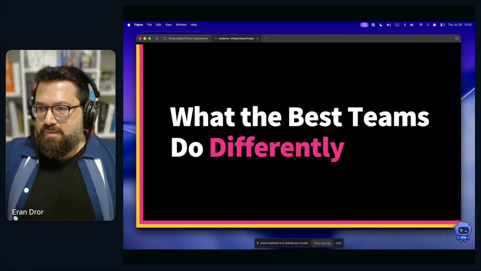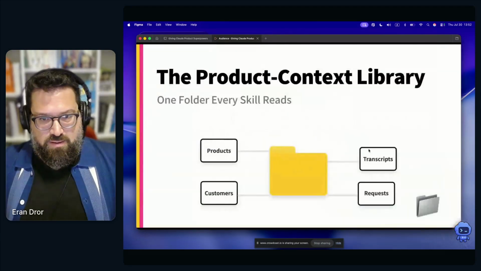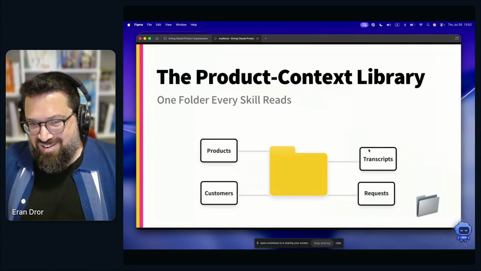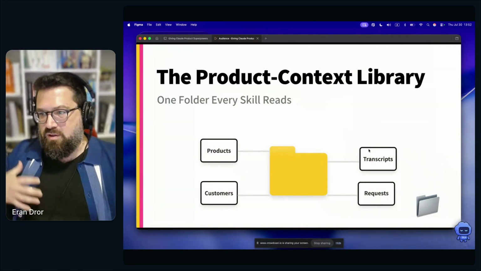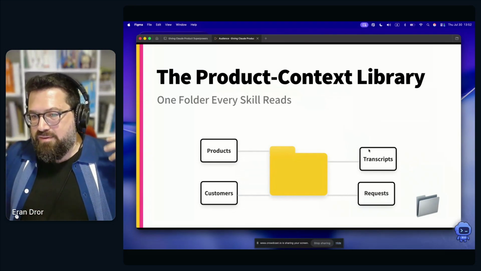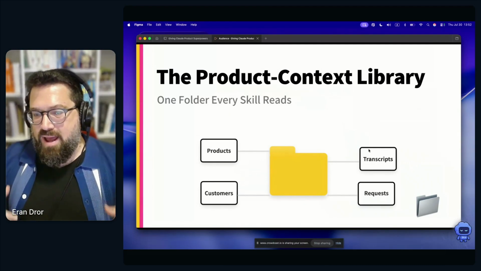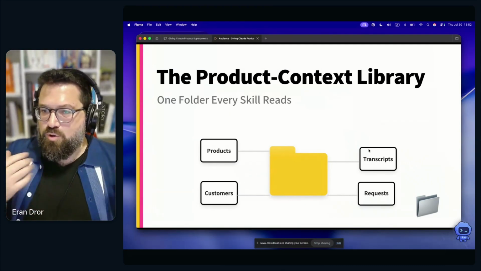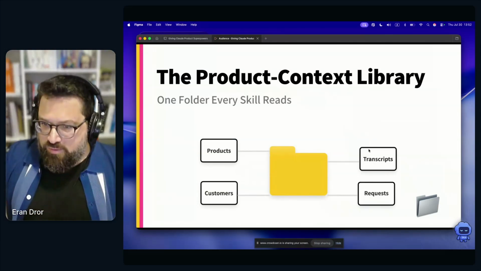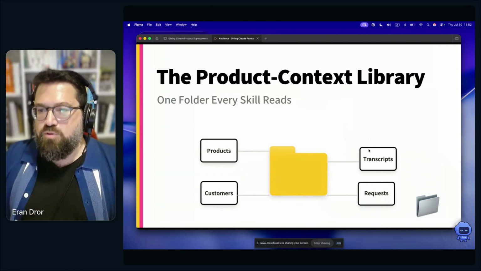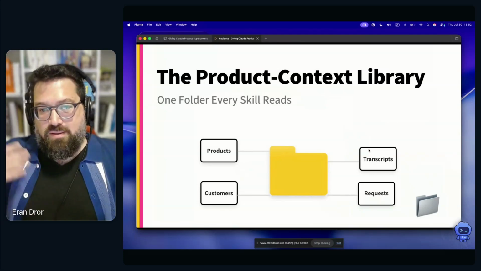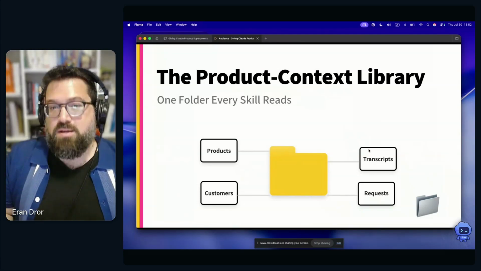So here's what the best teams do differently. They have a product context library, right? They have a folder that every skill uses, and every time you use it, you attach that folder. The folder has all the information that Claude needs. It has all the information about your products and your customers and what they're asking for, all the transcripts from past calls, all the request patterns, everything that is useful to the agent in doing its work should be saved there as a text document that's easy for Claude to search and read.